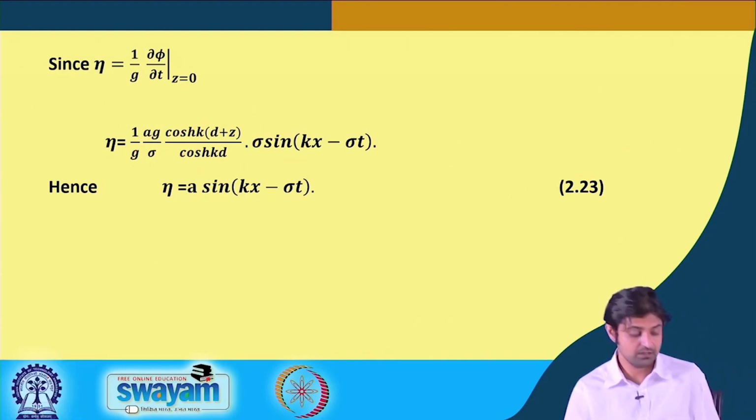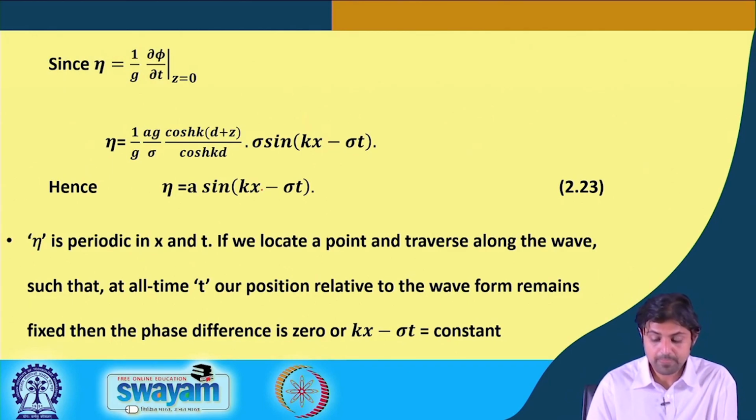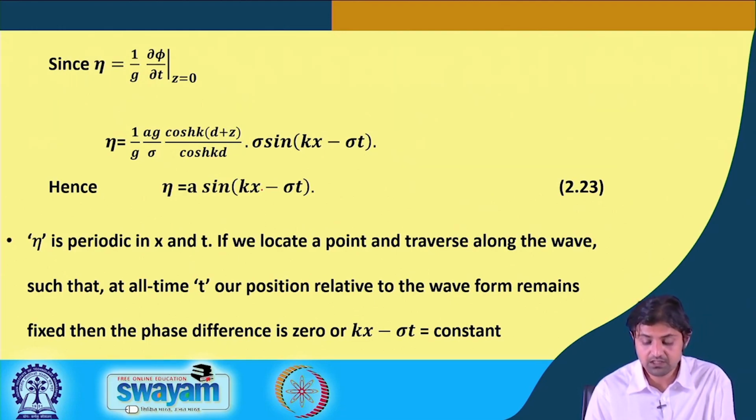All right. So, now this eta is periodic in x and t. If we locate a point and traverse along the wave such that at all time t our position relative to the waveform remains fixed.